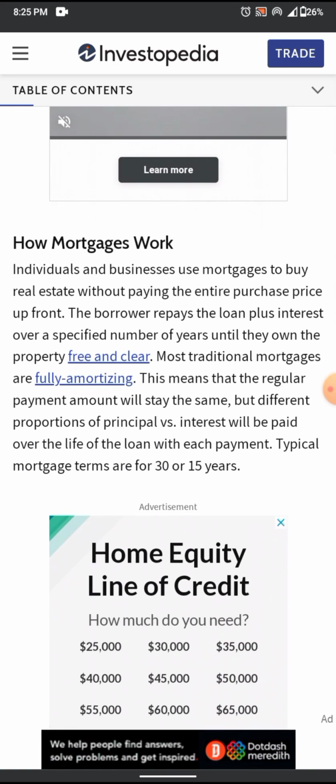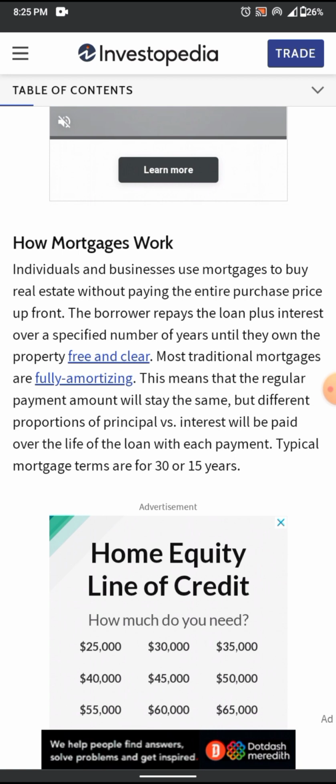How mortgages work: individuals and businesses use mortgages to buy real estate without paying the entire purchase price upfront. The borrower repays the loan plus interest over a specified number of years until they own the property free and clear. Most traditional mortgages are fully amortizing.